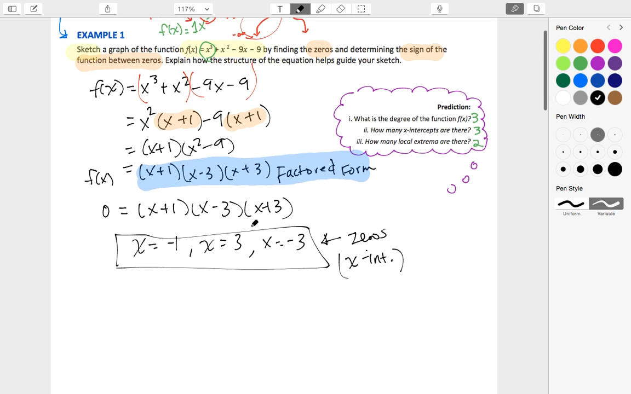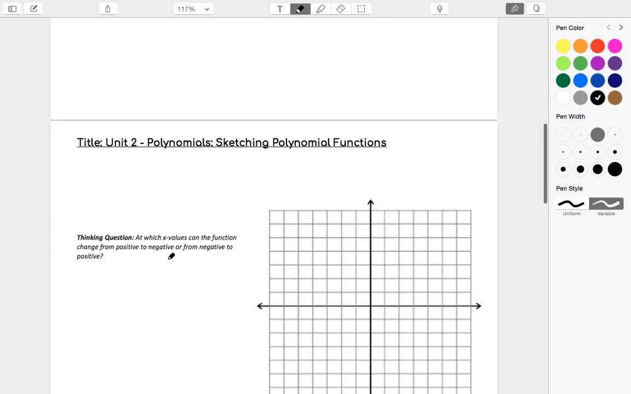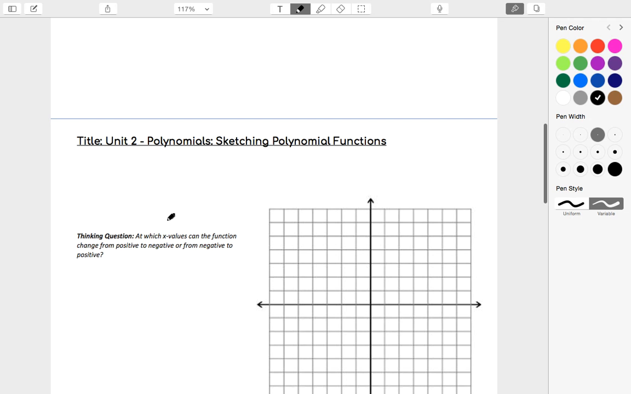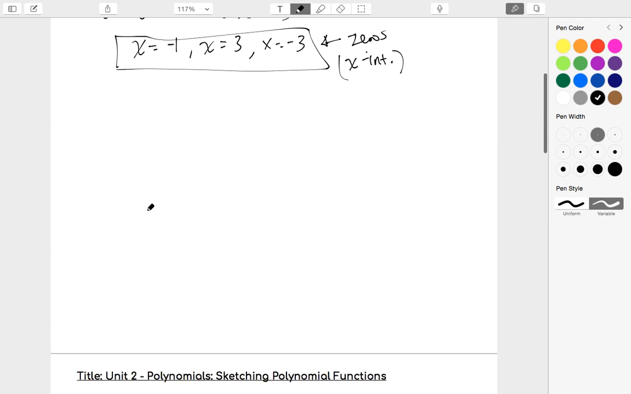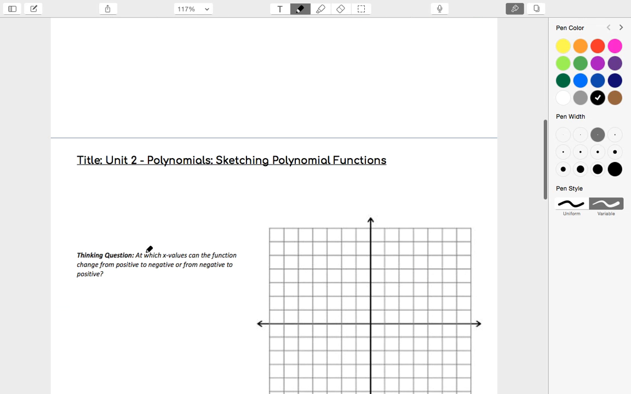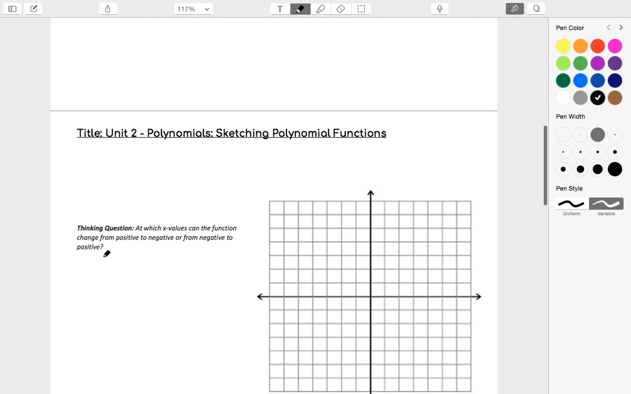Great. So moving on, we have here below, it says at which x values can the function change from positive to negative or from negative to positive, right? So in class we did highlight this already, but which x values? Well, lo and behold, what did we find? We found the x values. Woo! Okay, great. So now that is exactly what we're referring to. The x-intercepts are the values that change the function from being positive or negative, right?